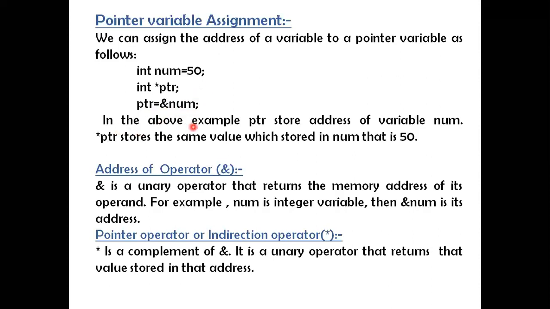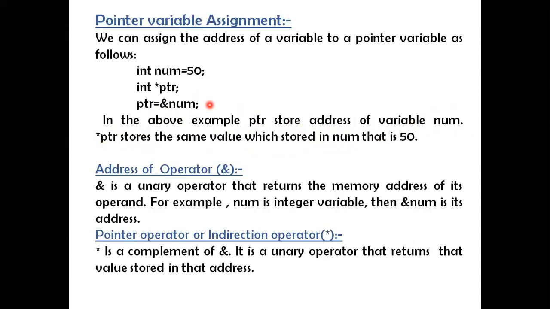In the above example, ptr stores the memory address of which variable? Num variable. You need to remember, this is the most important. In the above example, ptr is a pointer variable that stores the memory address of which variable? Num variable. Okay, star ptr, you need to concentrate on the second sentence. Star ptr stores the same value which is stored in the variable num, that is 50. So you need to be aware of two important operators. The first one is star and the second one is ampersand.